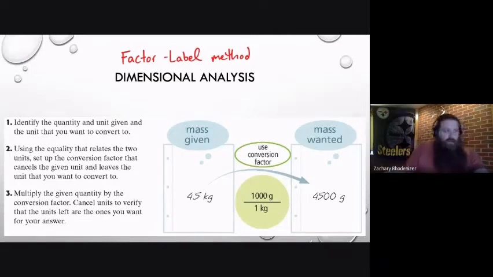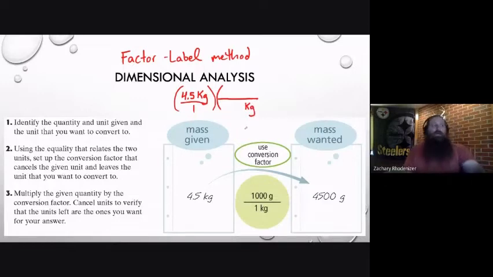So this is what is really going on here. I have 4.5 kilograms as my starting material. Now, this is a fraction. It's over 1 because anything over 1 is itself. Now, in order to get rid of kilograms, it's on the top of a fraction bar, so I need to put it on the bottom. I want to be left with grams, and kilograms can be converted by fraction to grams. I know that there are 1,000 grams in a kilogram.